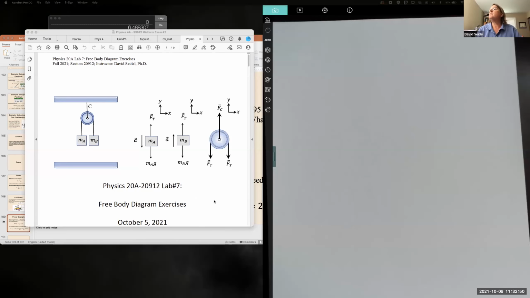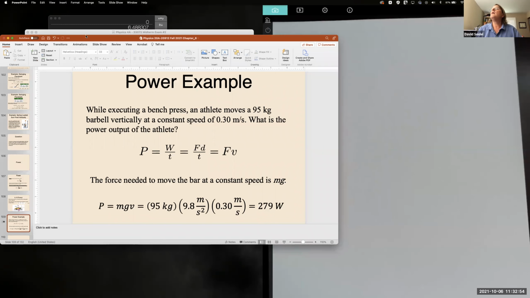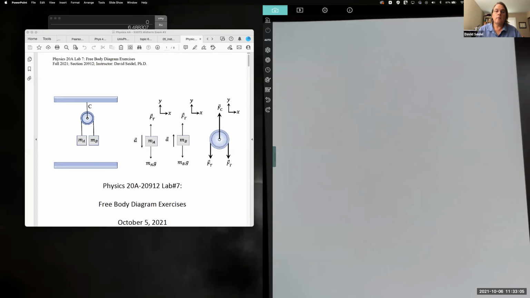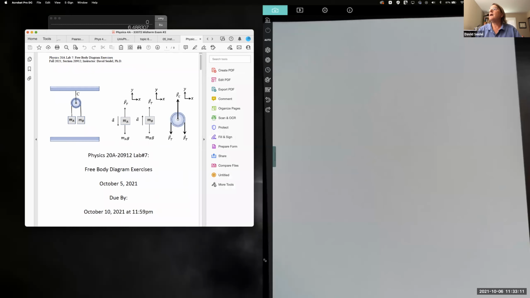And let me ask you if it looks something like, share screen. Okay, so you should have something that looks like this. Everybody have something that looks like this?